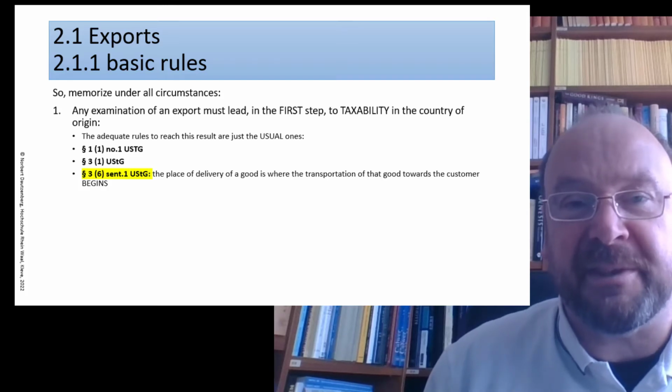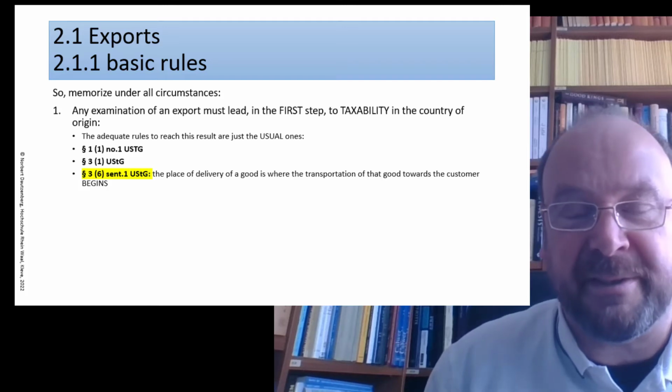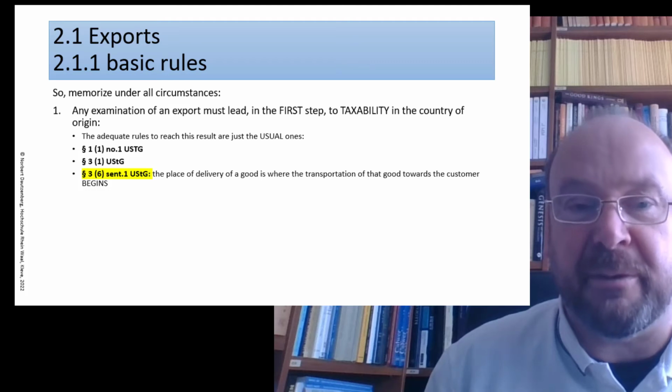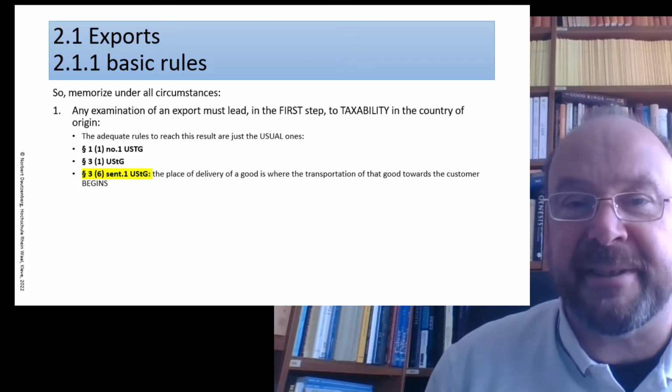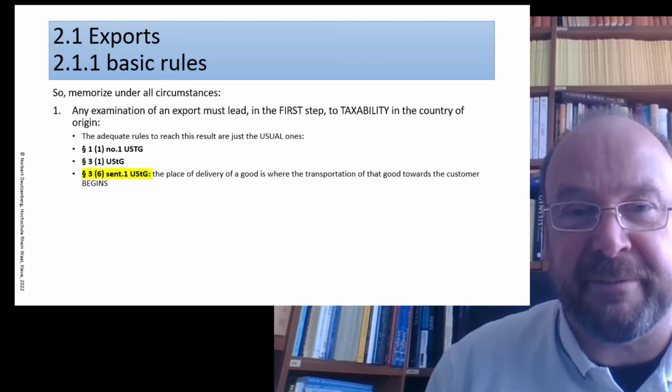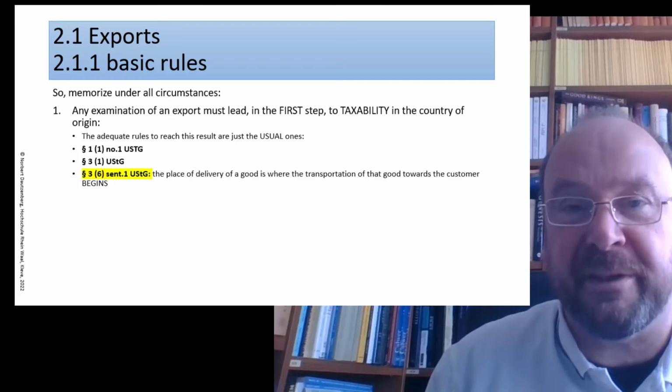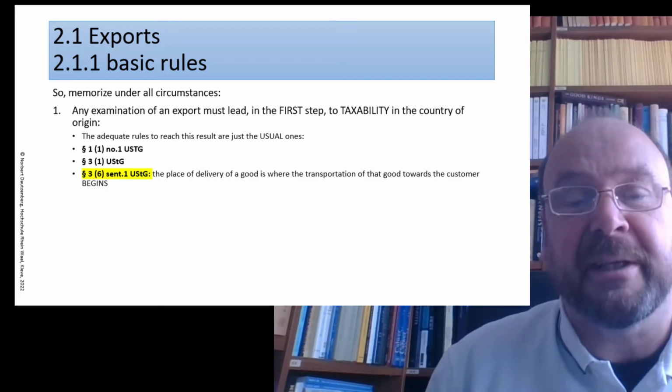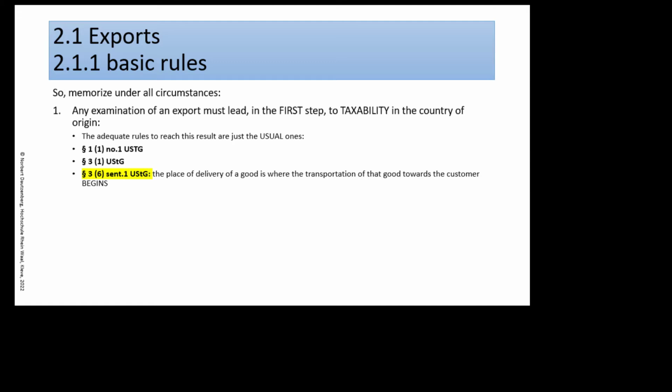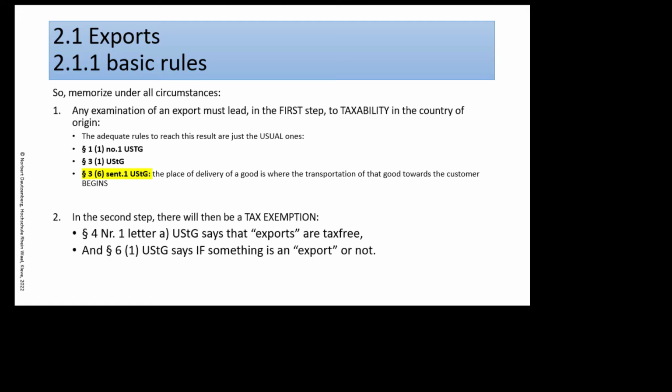The adequate rules are just the usual ones. So paragraph 1, number 1, it's a delivery made by an entrepreneur. The place is in the inland of the country from where the goods were sent, so where they were probably produced and then sent to the customer, 3.6 sentence 1. And then in a second step, there will be the tax exemption. And here we have two rules in play.